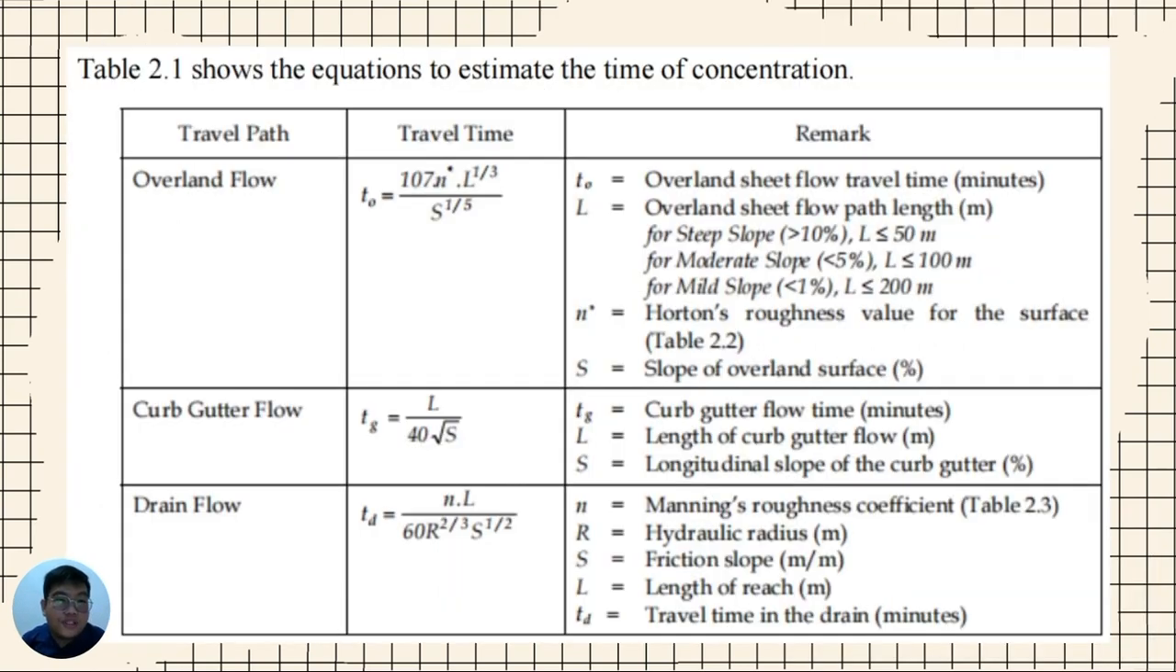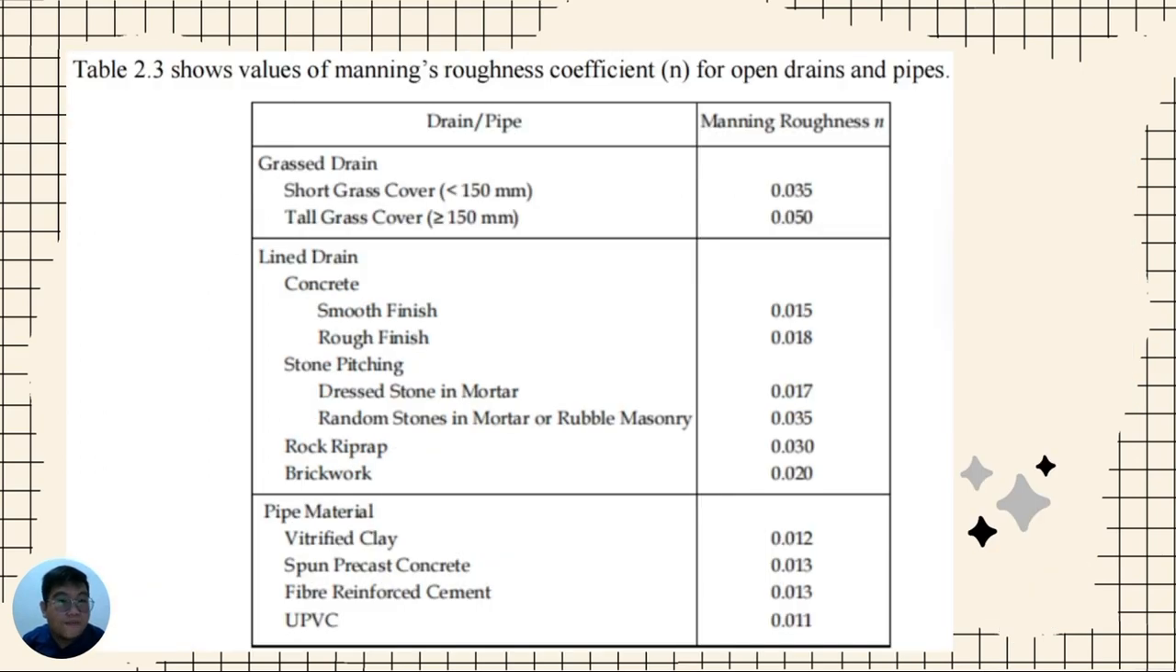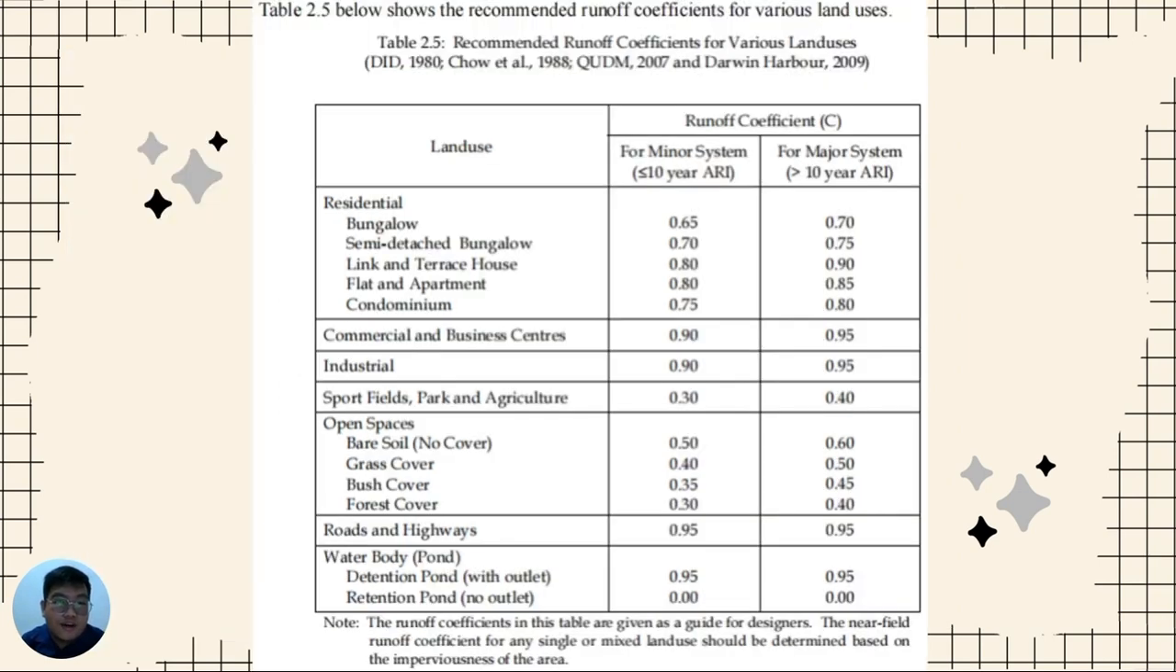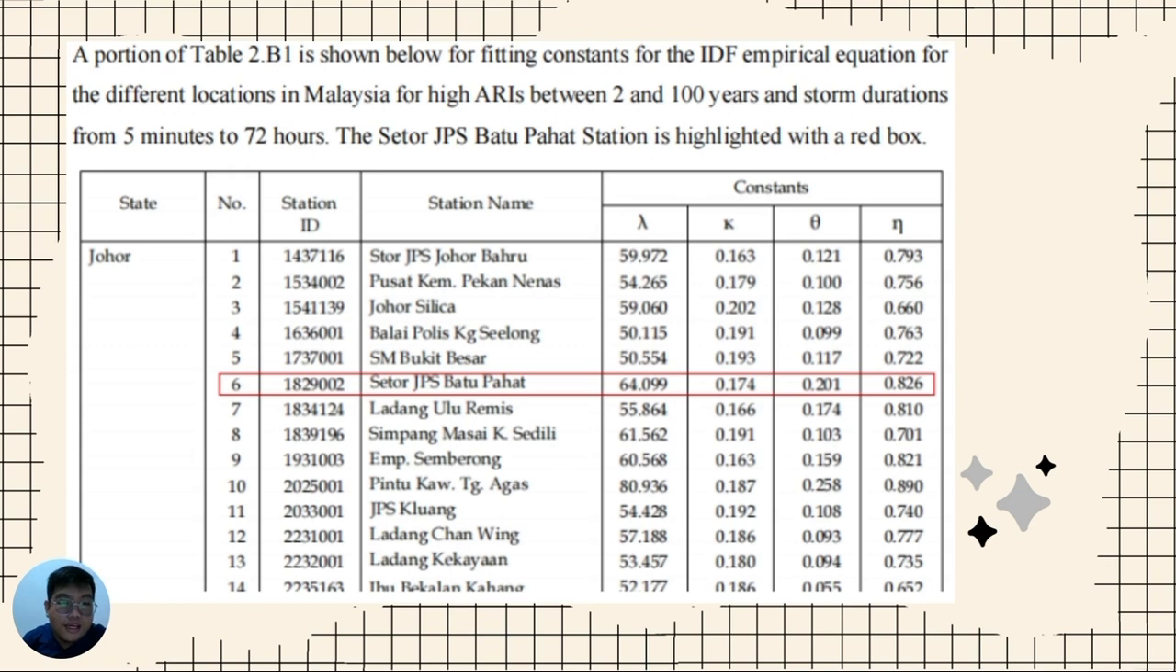Here is Table 2.1, which shows the equations to estimate the time of concentration. Here is Table 2.2, which shows the values of Horton's roughness, and here is Table 2.3, which shows the values of Manning's roughness coefficient for open drainage and pipe. Here is Table 2.5, which shows the recommended runoff coefficient for various land uses. And here is the design chart, the nomograph for the estimation of overland flow time for shallow flow. Here is a portion of Table 2.1b, which shows the fitting constants for the IDF empirical equation for different locations in Malaysia for ARIs between 2 and 100 years and storm durations from 5 minutes to 72 hours.